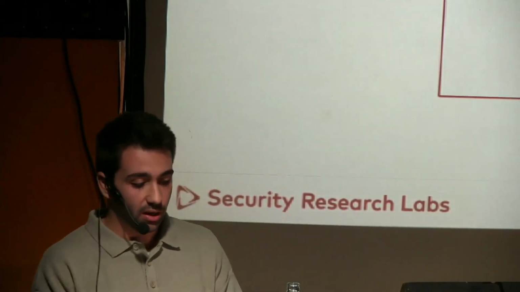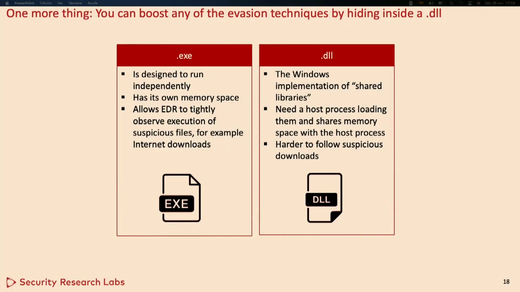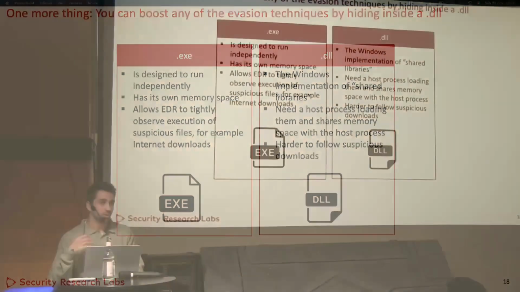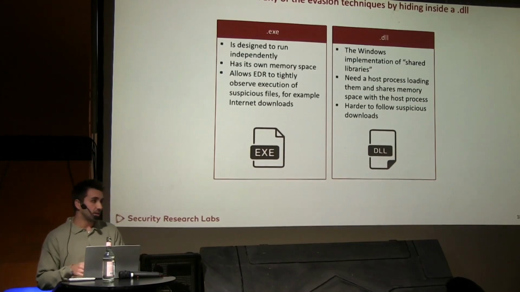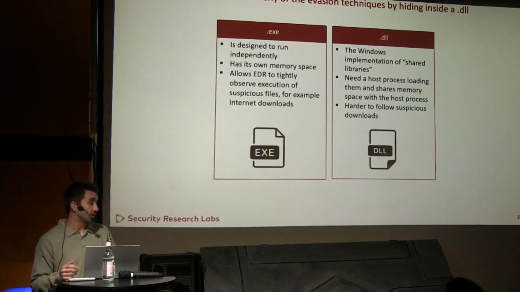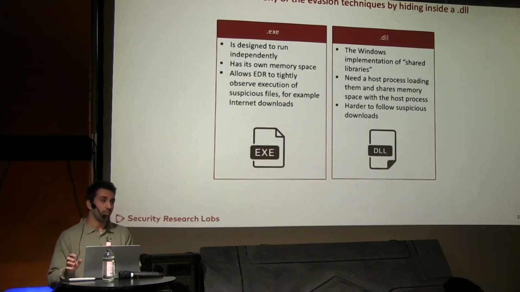Now, before going into the actual test lab results, let's see some Windows internals for those of you who are not used to Windows. We are going to explain two types of binaries, .exe and .dll. .exe is the common binary you can think of that you double-click and execute. It is designed to run independently, and it has its own memory space.